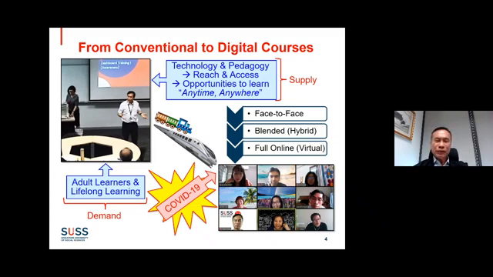So you notice that with the merging of supply and demand factors, there's now this trend towards conventional courses to digital courses, from face-to-face teaching and learning to online teaching and learning. And you have noticed in the center of this slide, I've drawn a bullet train. The bullet train is the event of COVID-19.